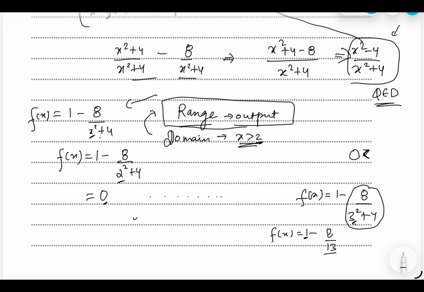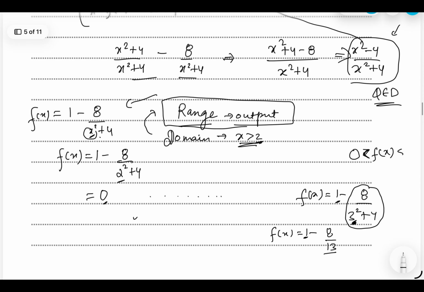You can put 4 over here. You can put 5 over here. You can put 10 over here. You can put 20 over here. And see, as we are increasing the value of x, the value is also increasing. As the value of x reaches infinity, so instead of x, if I put infinity, tell me 1 minus 8 upon infinity plus 4. This value will be equal to 0 or not? As it approaches infinity, I'm saying.